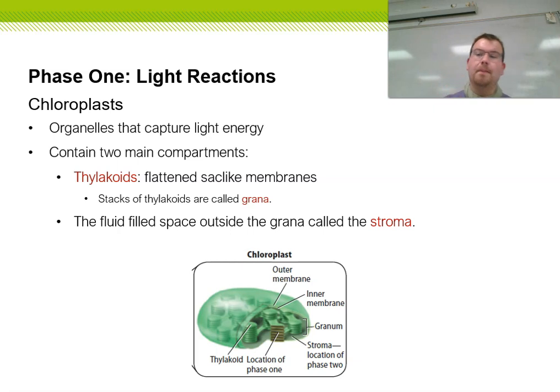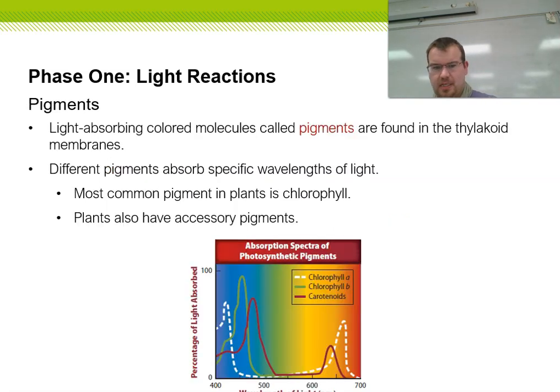And the two main components of this are the thylakoids, which are flattened sac-like membranes, and they are stacked, and they call those granas. And the fluid filled space outside the grana is called the stroma.